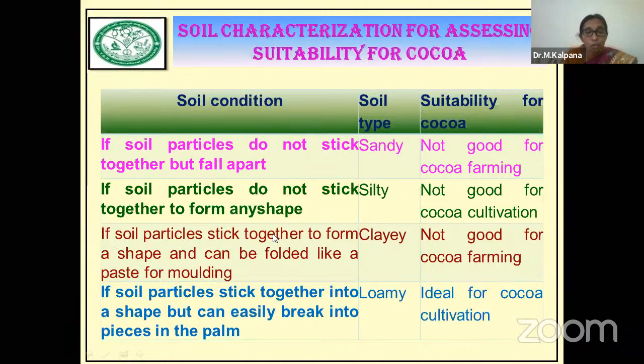If the particles stick together to form a shape and can be folded like a paste for molding, it is a clay soil, which is not good for cocoa farming. If the particles stick together into a shape but can easily break into pieces in the palm, then it is a loamy soil, which is the ideal soil for cocoa cultivation.